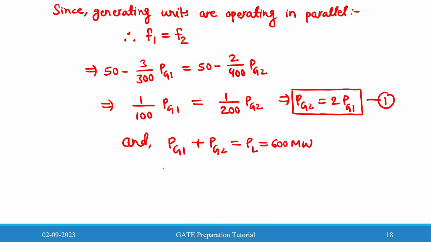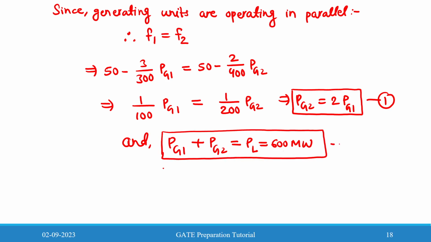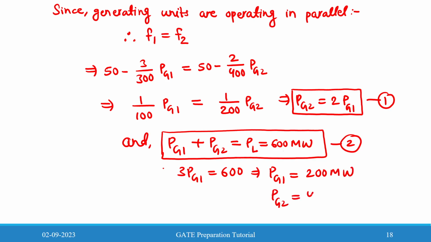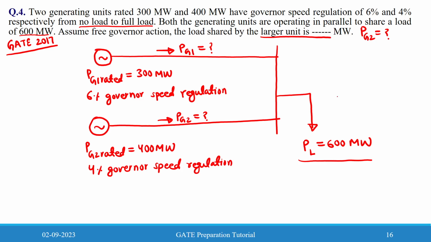So therefore, using both expressions, we get 3 Pg1 is equal to 600. So Pg1 value will be 200 megawatt and Pg2 value will be 400 megawatt. So in this problem, it is asked the load set by the larger unit. Larger unit is Pg2. So 400 megawatt will be the answer.